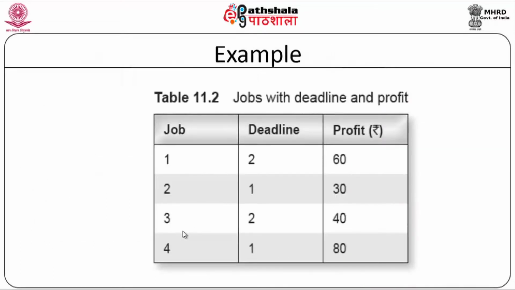Now, you can take this particular example. You can see that there are 4 jobs, and every job is associated with a profit and a deadline. For example, the first job has a deadline of 2 units. So, the machine will take only 1 unit to fulfill the job, but the deadline is 1.